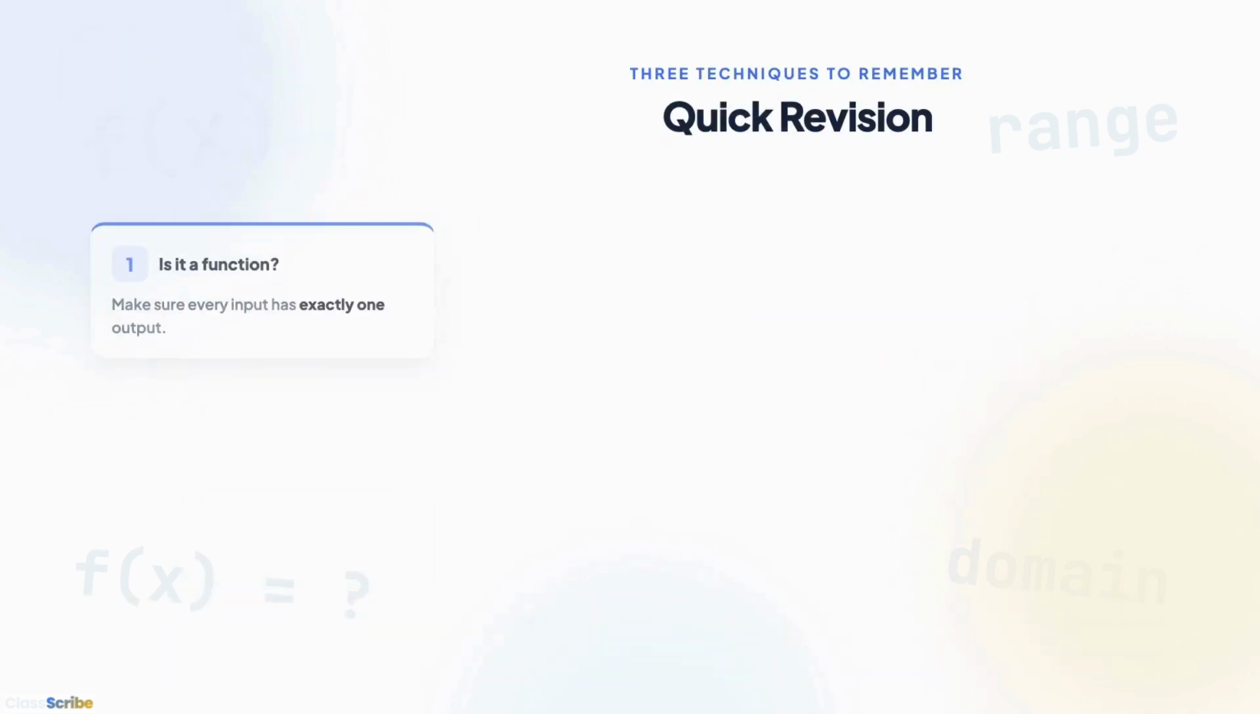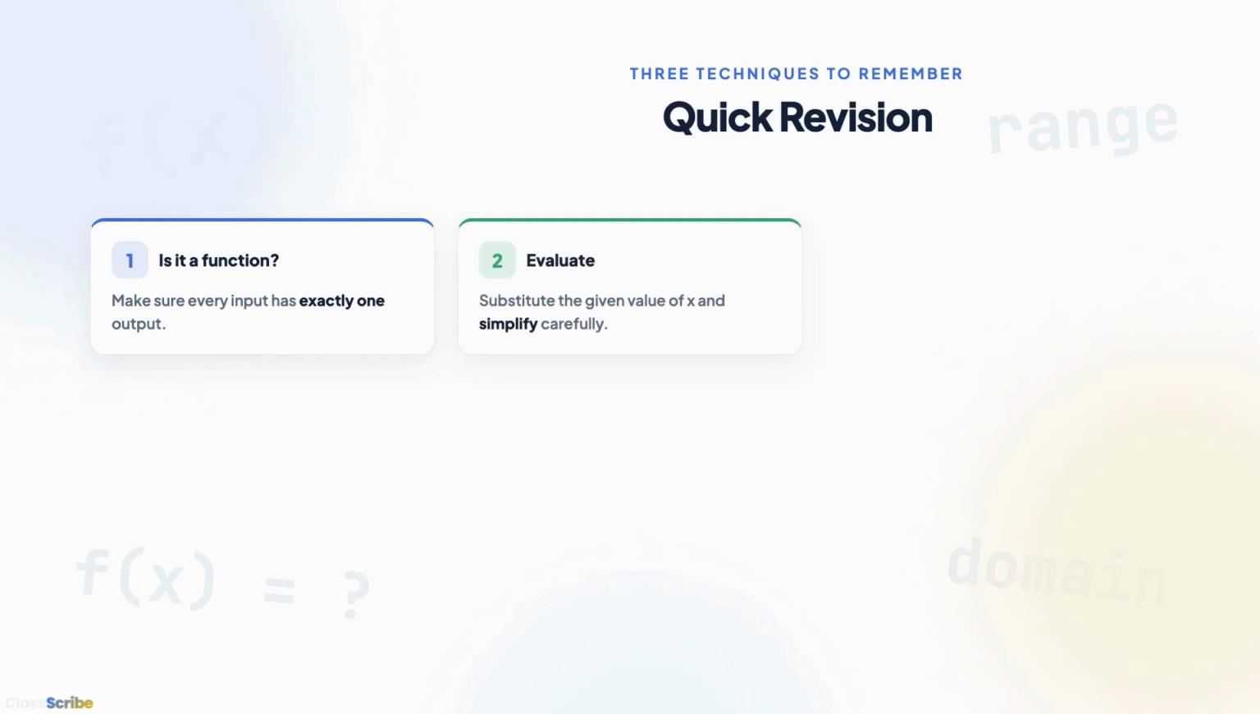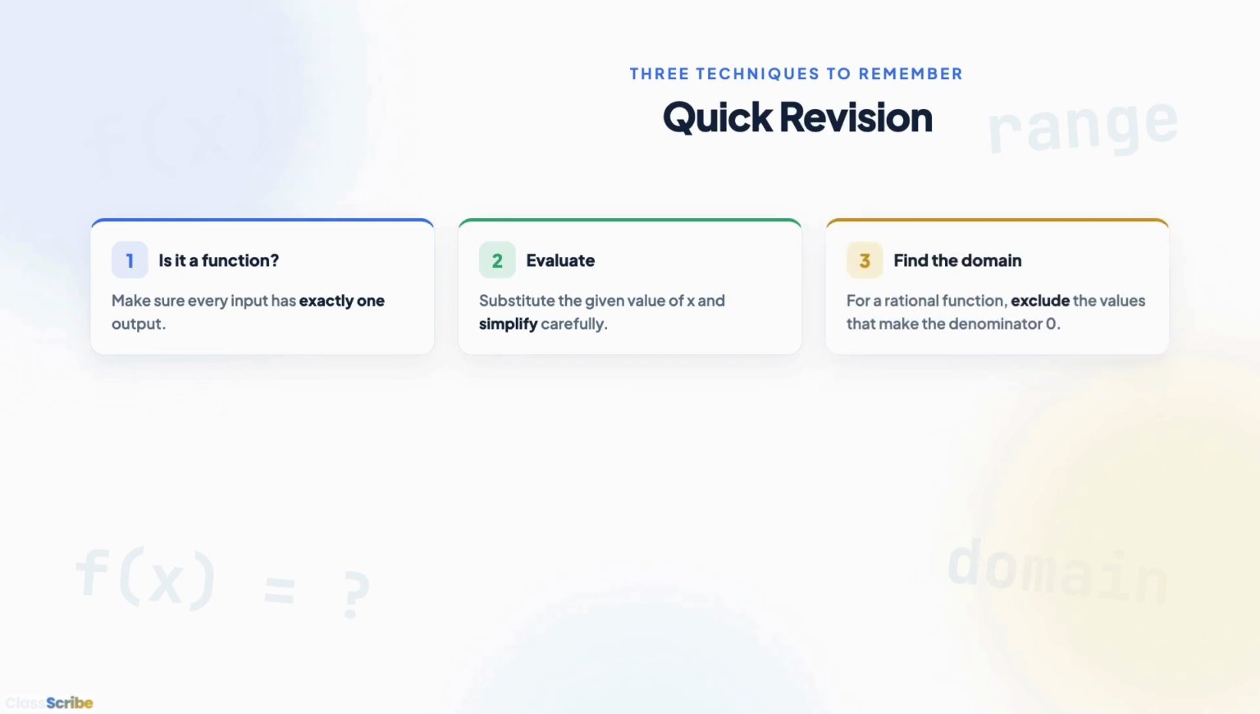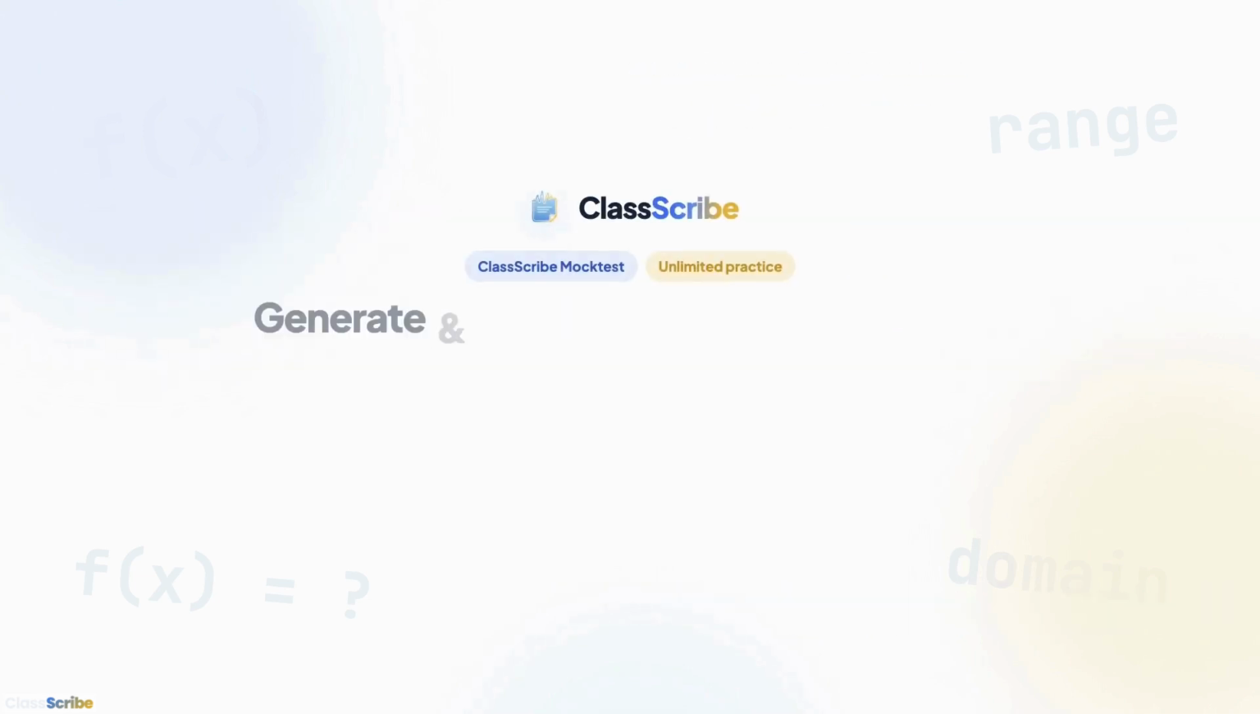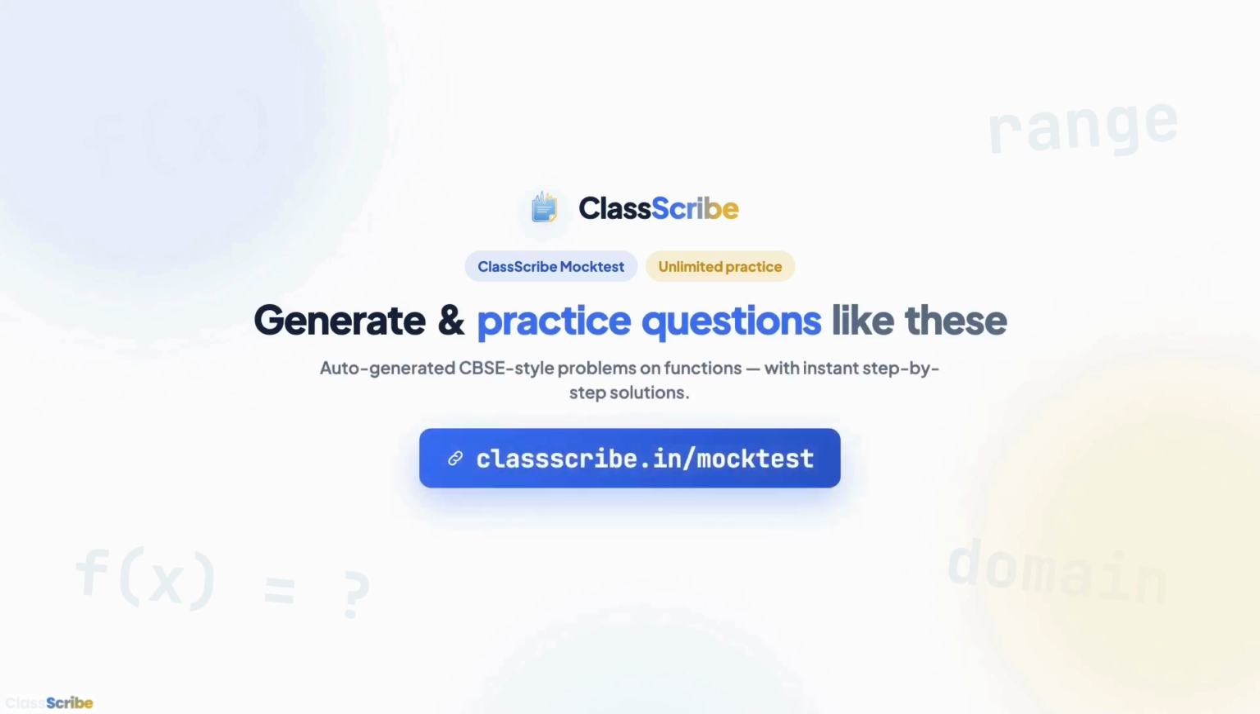Let's quickly revise today's questions. To check whether a relation is a function, make sure every input has exactly one output. To evaluate a function, substitute the given value of x and simplify carefully. To find the domain of a rational function, identify and exclude the values that make the denominator 0. With these three techniques, you'll be able to solve many important CBSE questions on functions quickly and confidently.